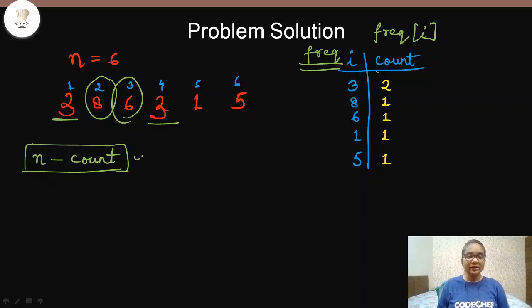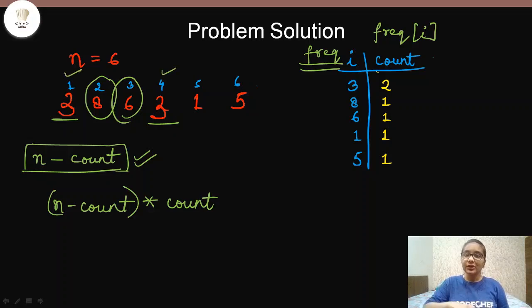Now this particular answer, n minus count, will still be true for those kinds of numbers which are present twice. But you will have to do one additional thing: you will have to multiply your answer with the count value. And why is that? Because 3 is present twice and they are present at individual positions, so they are two individual numbers. Now this 3 and this 3 cannot combine with each other. So the pair cannot be 3 and 3. This will not form a beautiful pair.